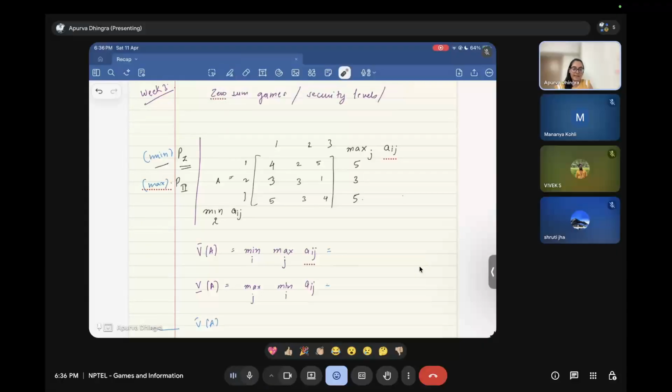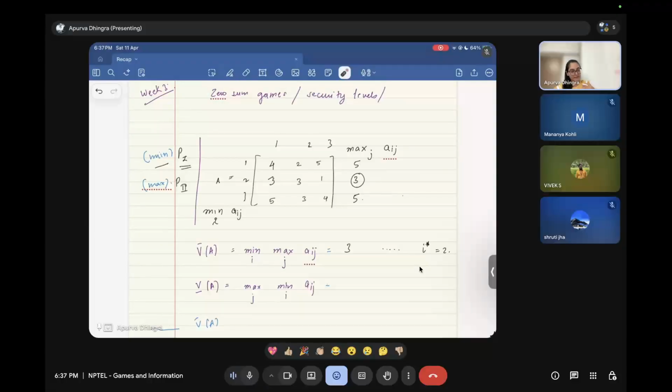From the worst possible payoffs he could have gotten, he's going to try and minimize the worst case scenario. So he ends up getting 3. That means for him the security level, I star, is 3 here.